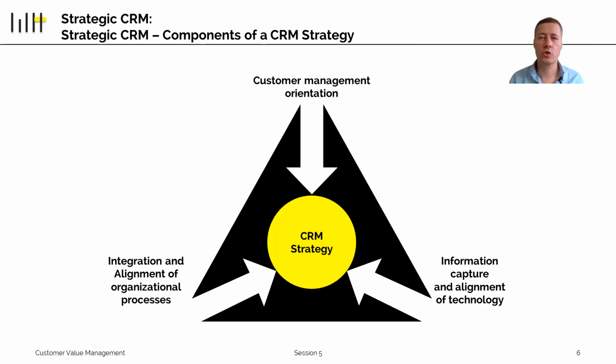Another way to see this is to look at CRM strategies and the different components that a CRM strategy has. And there are 3 components that are particularly important. The first one is a customer management orientation. The second is the integration and alignment of organizational processes, and information capture and the alignment of technology. Let's go through each of them now in the following slides.